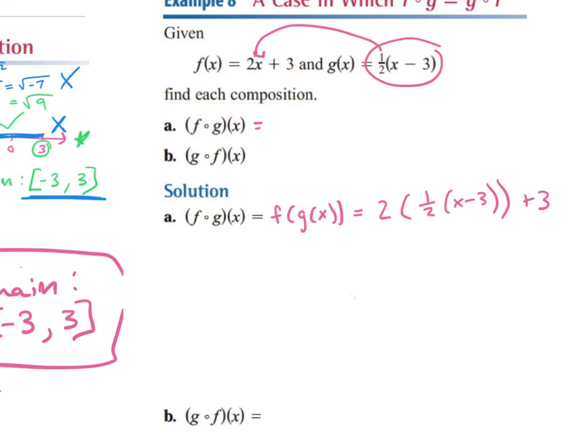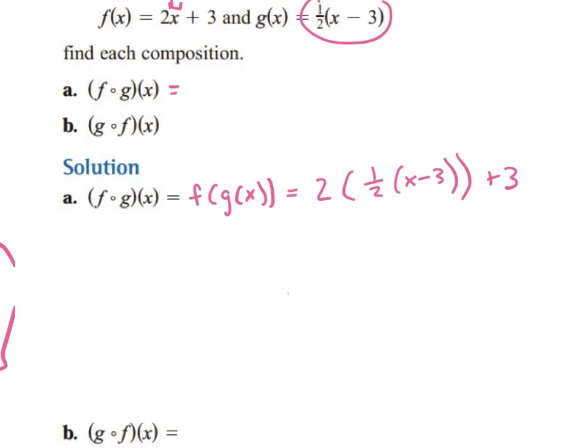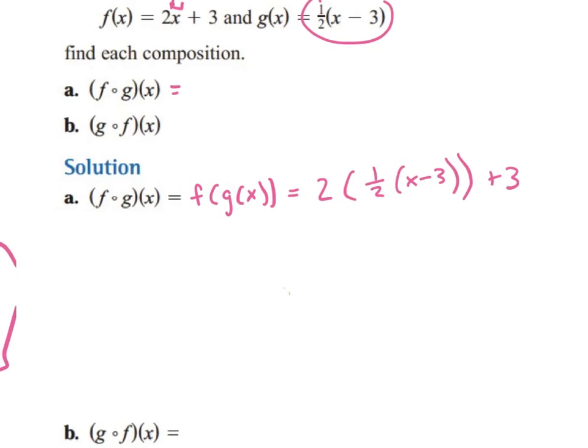And now we simplify. So 2 times this 1/2 would just be 1. So we would get x minus 3 plus 3. The minus 3 and the plus 3 cancel out, so we're just left with x. So our f of g of x is just x.